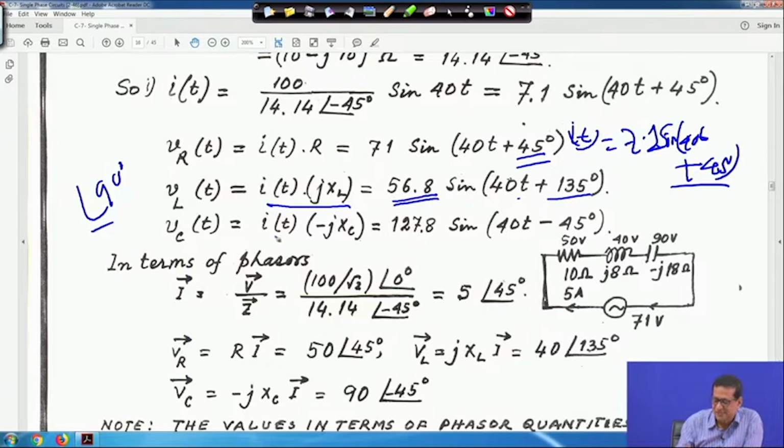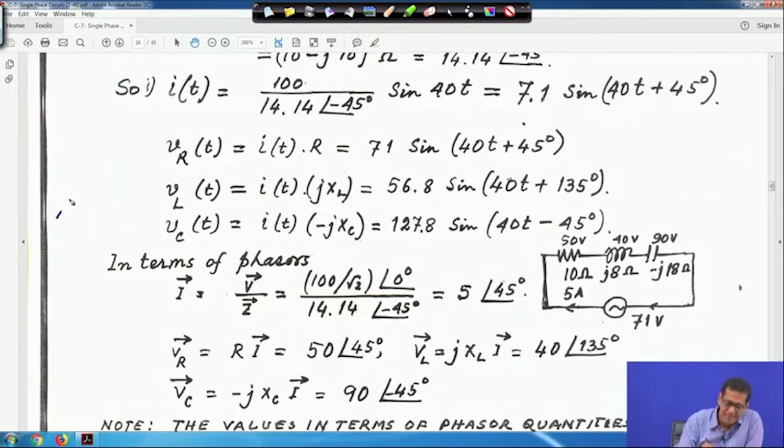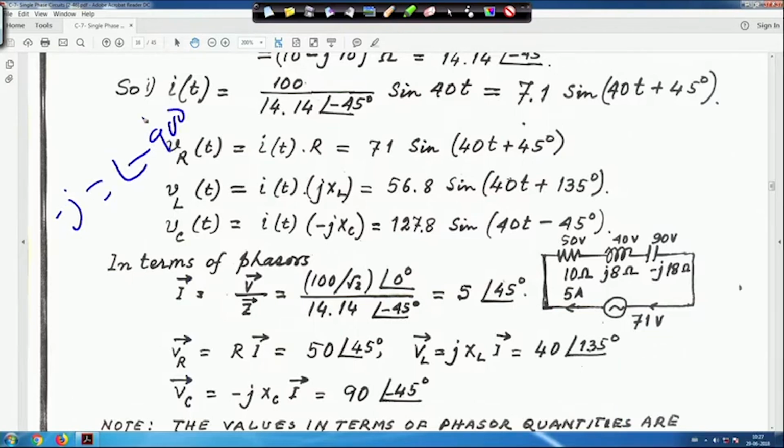Similarly, VCT is equal to IT into minus JXC. So, minus J means it is angle minus 90 degree, multiplied by IT. Here it is 45 degree, so 45 minus 90, that is why it is minus 45 degree. That is my VCT. All these are shown with plus minus instantaneous polarity, and this voltage is V.